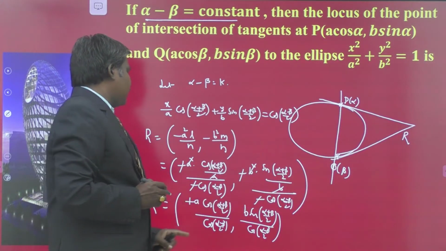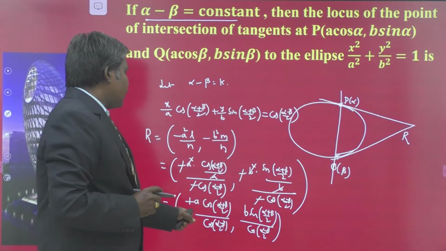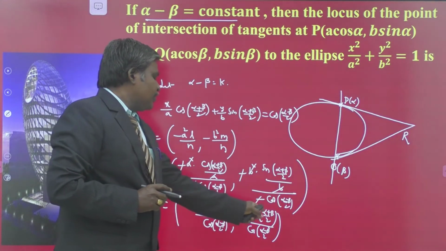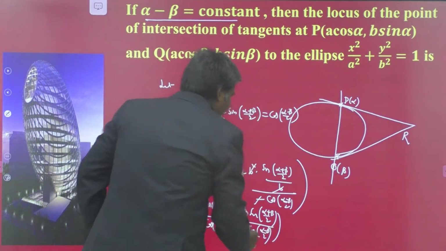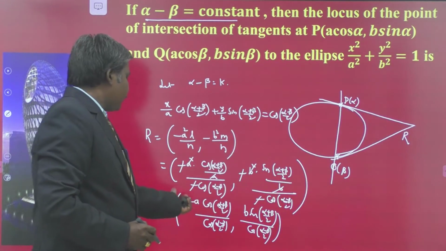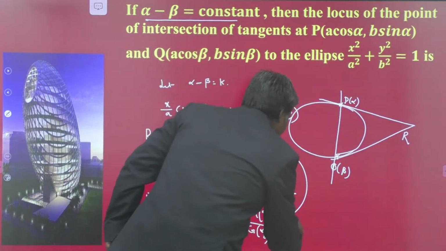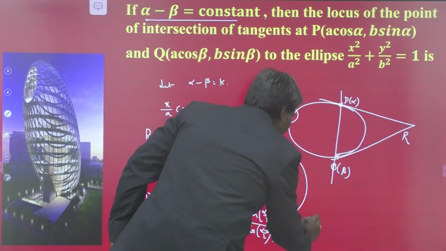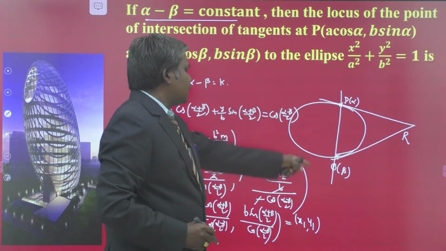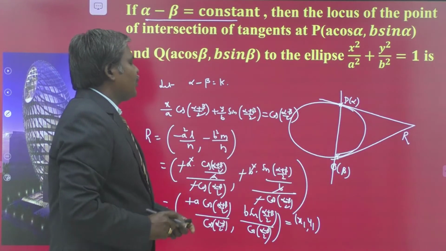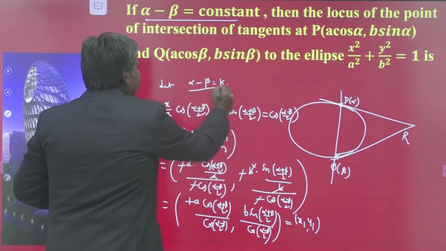So this is the point of intersection: a cos alpha plus beta by 2 by cos alpha minus beta by 2, b sin alpha plus beta by 2 by cos alpha minus beta by 2. Already we have done this point of intersection in our previous problems. This is say x1 comma y1, one of the points. This is the point of intersection of the tangents at P of alpha and Q of beta for some alpha comma beta, given that alpha minus beta is constant.